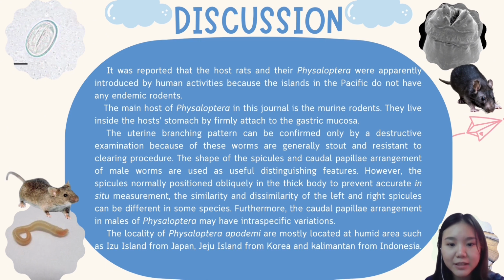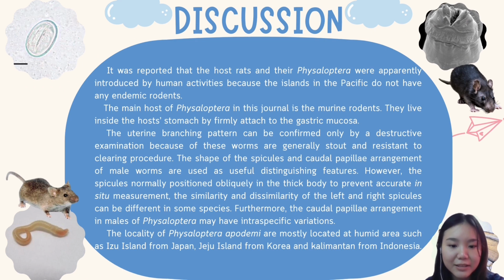The main host of Physaloptera in this journal is the murine rodents. They live inside the host stomach and are firmly attached to the gastric mucosa. The uterine branching pattern can be confirmed only by destructive examination, because these worms are generally stout and resistant to clearing procedures. The shape of the spicules and caudal papillae arrangement of male worms are used as useful distinguishing features. However, the spicules are normally positioned obliquely in the thick body, preventing accurate in situ measurement.